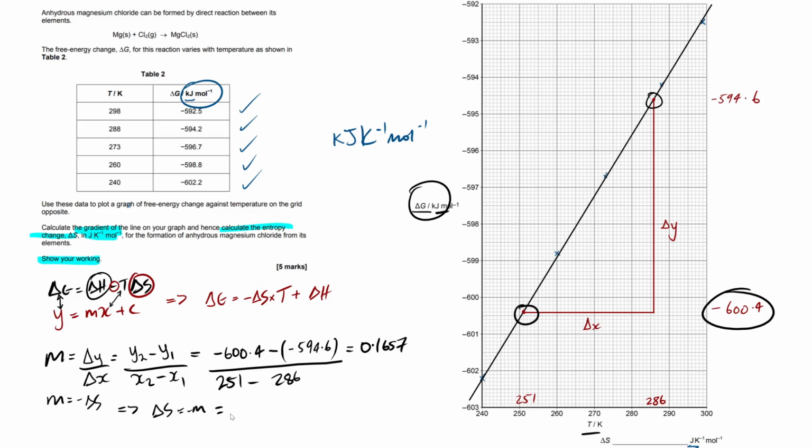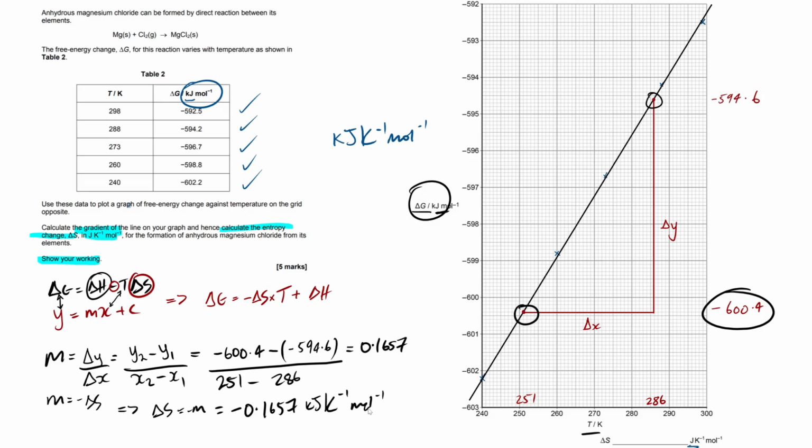Which equals minus 0.1657. All right, it's not that difficult. As long as you understand that principle of we can equate these two lines, whatever our m value is, our gradient from the graph, therefore we can rearrange that to make it positive because we always want it to be positive, okay? You don't want to say minus delta S equals m. Doesn't really make sense because they are asking for the positive value here. Okay, and just like I said, this is going to be in kilojoules per Kelvin per mole.